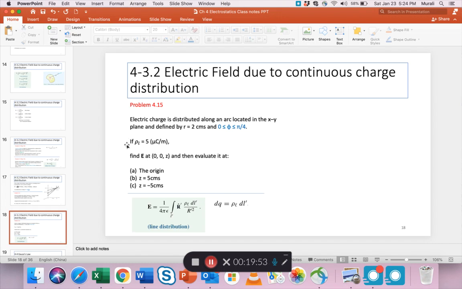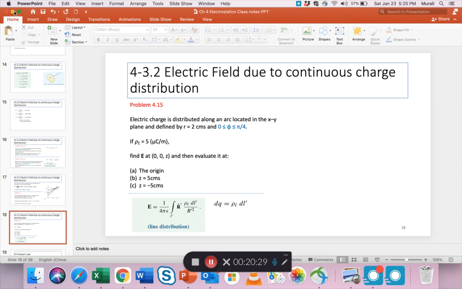and rho L is given in microcoulombs, remember that. So find E at a certain point on the z-axis and then evaluate it at the origin, z equals 5 centimeters, z equals minus 5 centimeters. So this is the formula to use, line distribution, and then dq equals rho L dl. So this portion becomes dq, I think is what I'm trying to also show. This comes from our own textbook, so you can take a look.